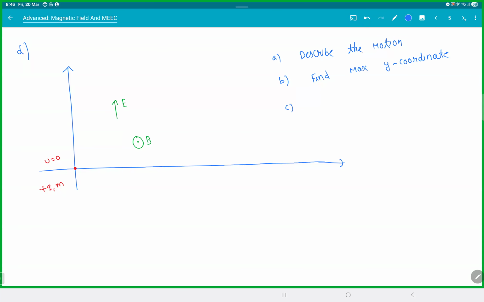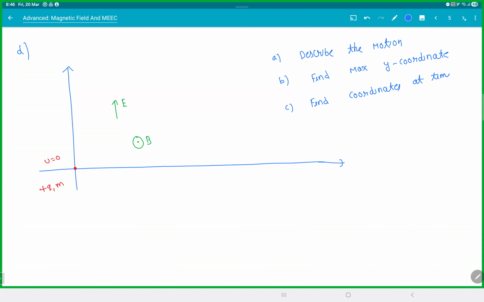Right? So I can literally ask you to find the x and y coordinate as a function of time t. That will take care of everything. I can ask you the maximum speed. I can ask you after what time will it touch the x-axis again? Where will it touch the x-axis? We can ask a lot of stuff.